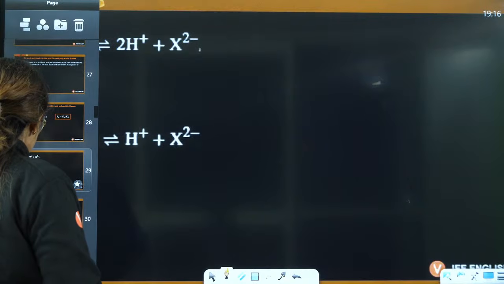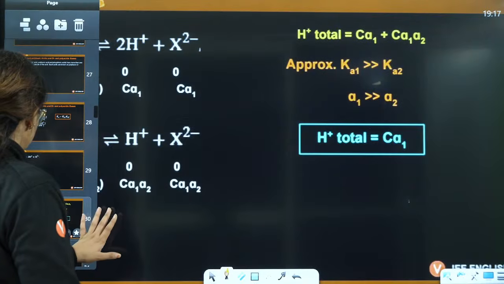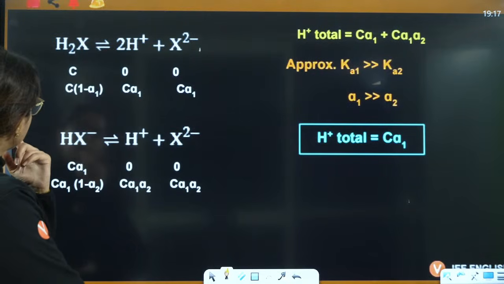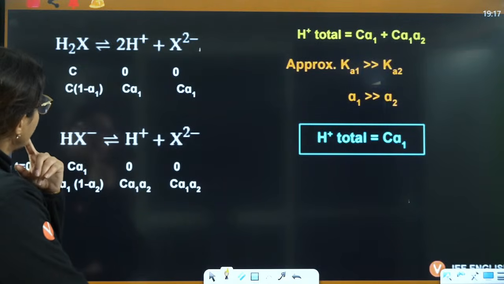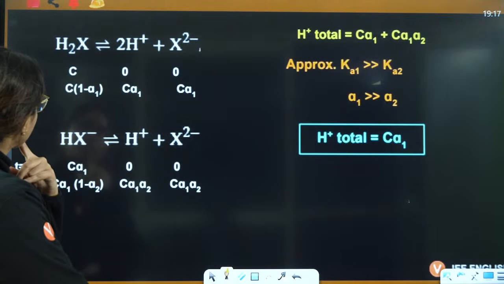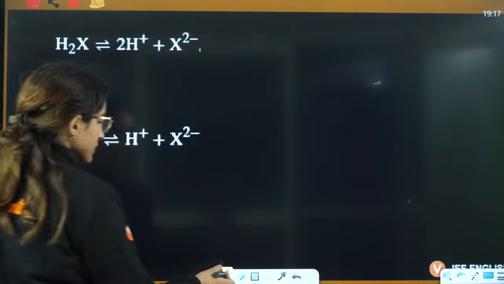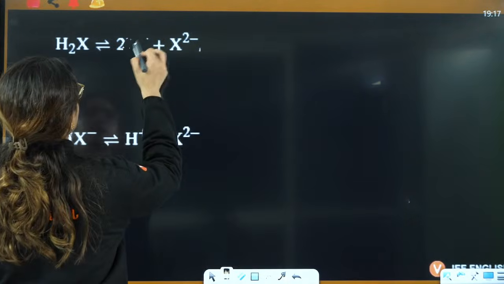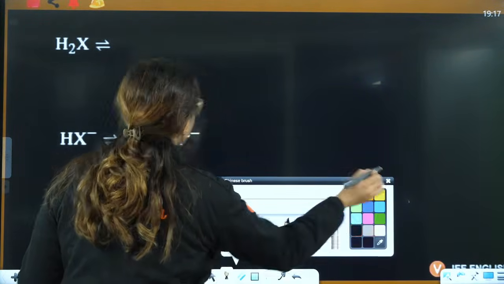Wait a minute. This is actually not written correctly. This should not be written like this. This is incorrect, okay? Let me just correct it. It should be written like this, because we want to calculate Ka1, right? So it should be written like this.